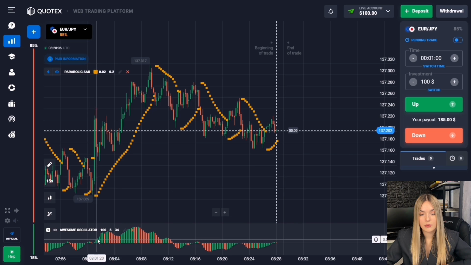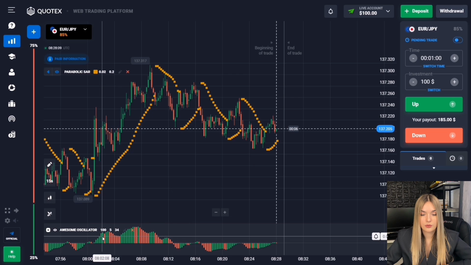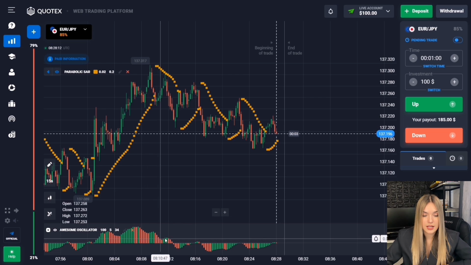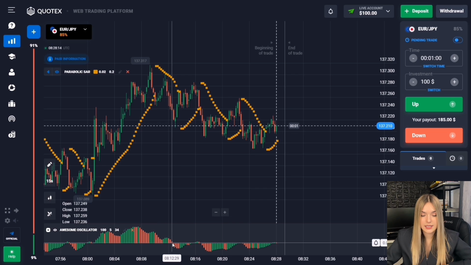Similarly, when the red histogram approaches the horizontal line with a mark of 0, and after that a histogram begins to form under the horizontal line with a mark of 0, and each next column becomes longer than the previous one, this situation also tells us that in the near future the price will fall. In such a situation you can also open a deal for a decrease.